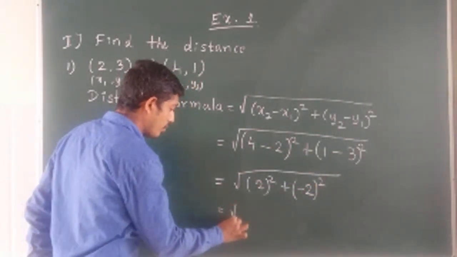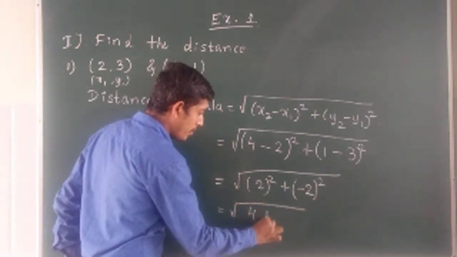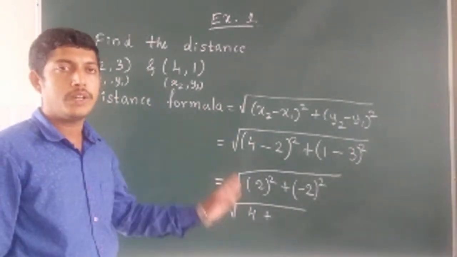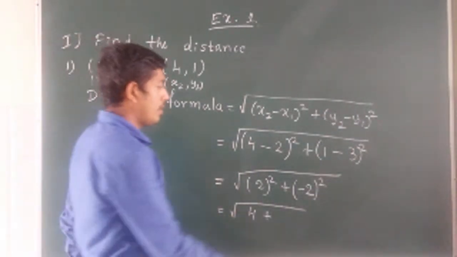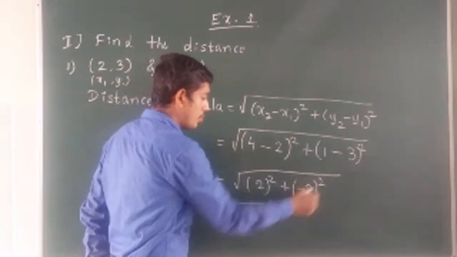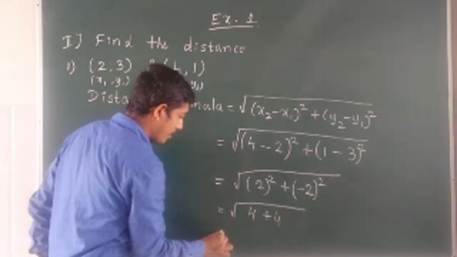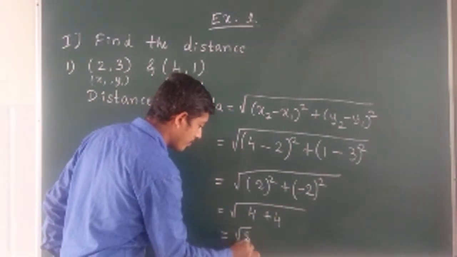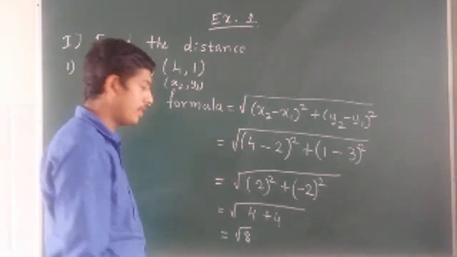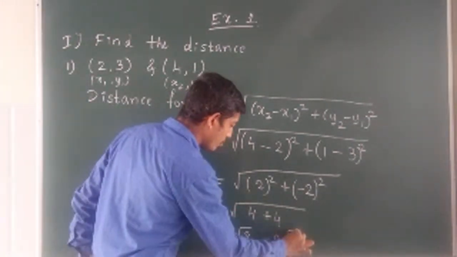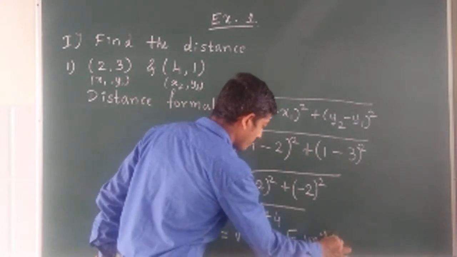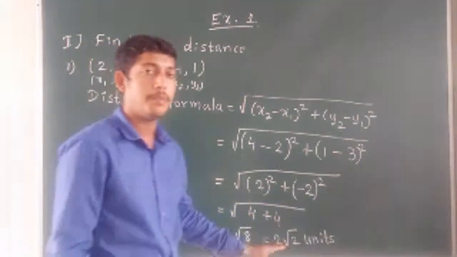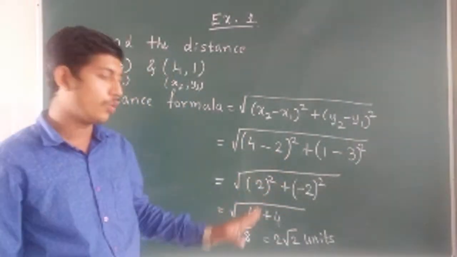Then that is equal to square root of 2 square is 4 plus negative raised to even power. Therefore, it will give a positive answer only. Minus 2 square is plus 4. 4 plus 4 is 8, or we can represent that as 2 root 2 units. When 2 goes outside, inside the root becomes 2 square, 2 square is 4, 4 into 2 is 8.